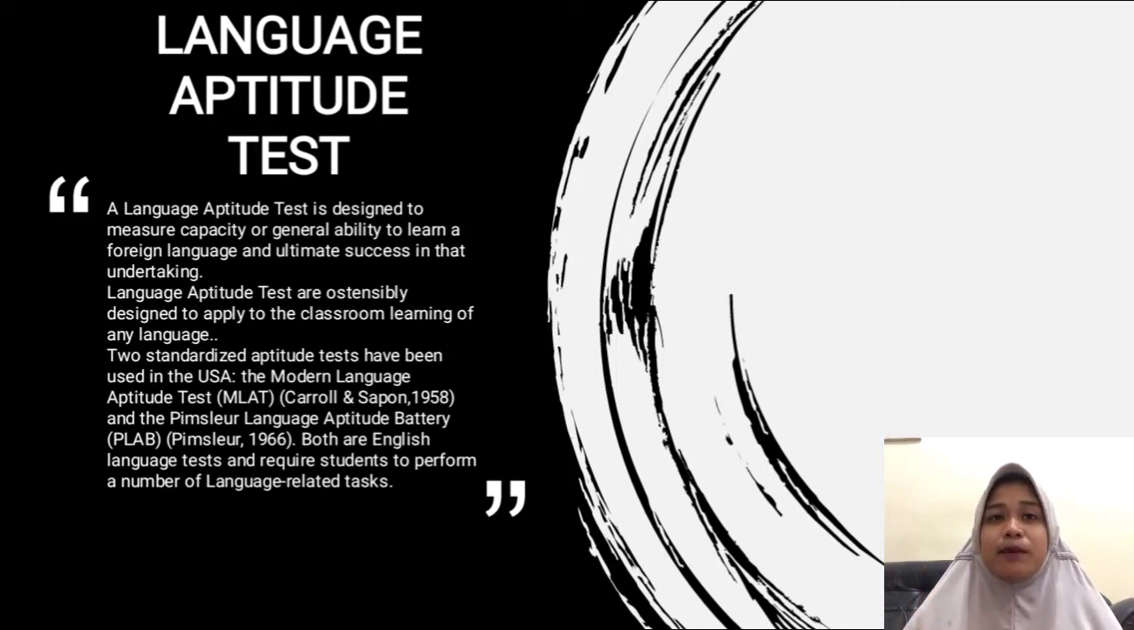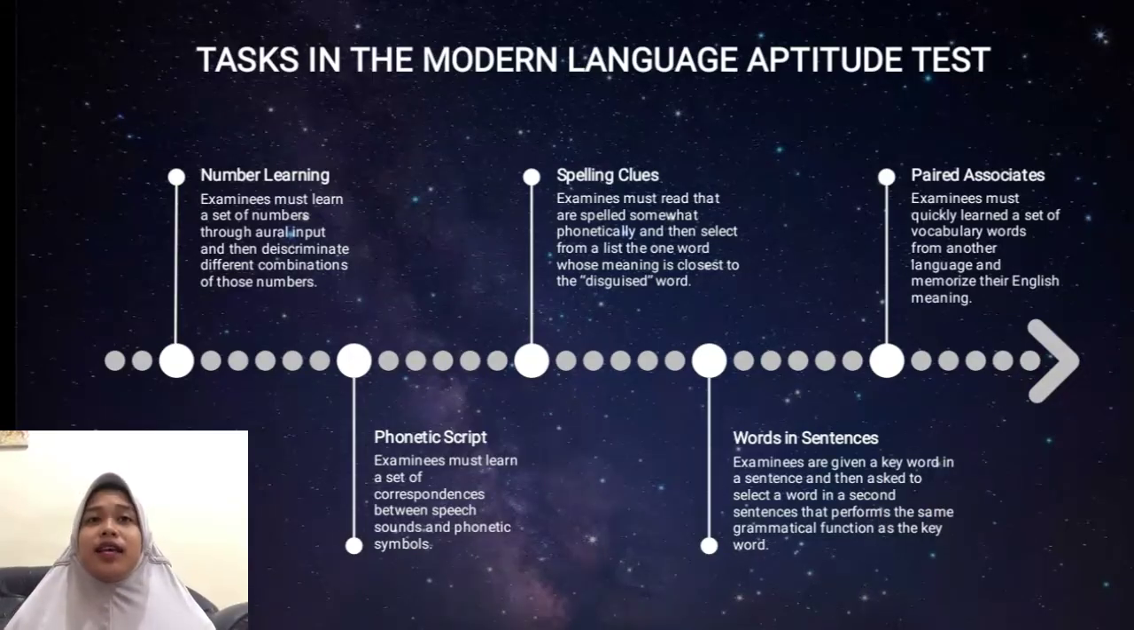2 standardized aptitude tests have been used in the USA, like the Modern Language Aptitude Test, or MLAT, and the Pimsleur Language Aptitude Test Battery, or PLAB. Both are English language tests and require students to perform a number of language-related tasks. And this is the task in the Modern Language Aptitude Test.